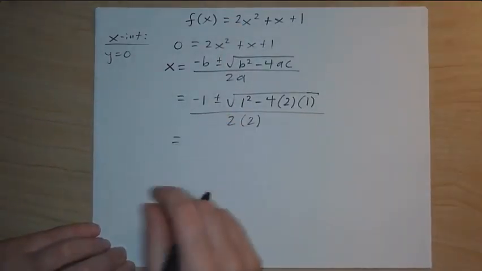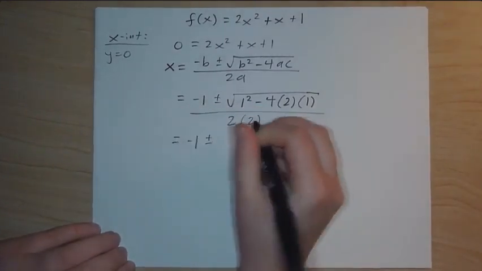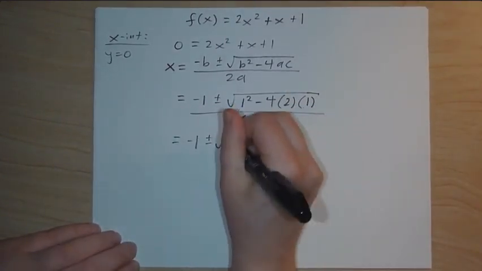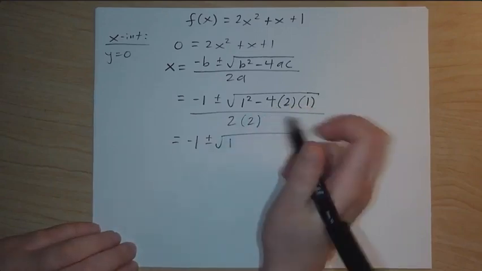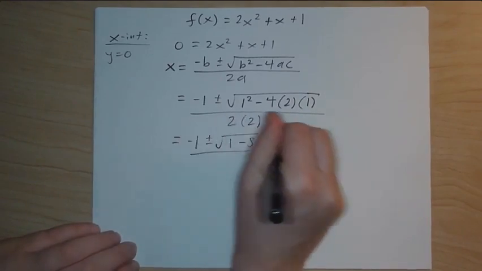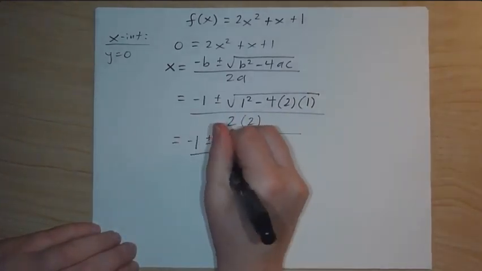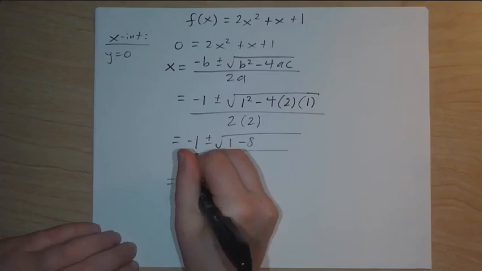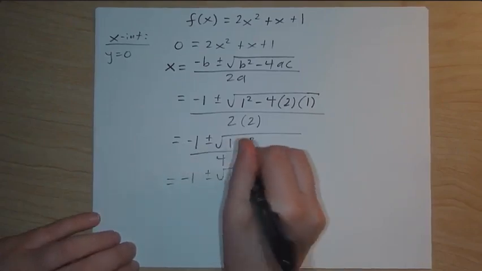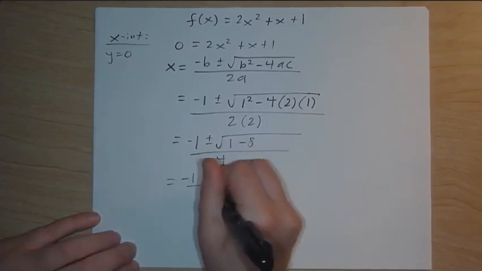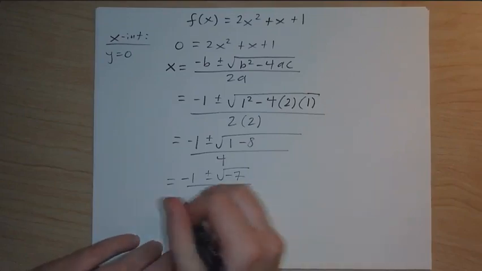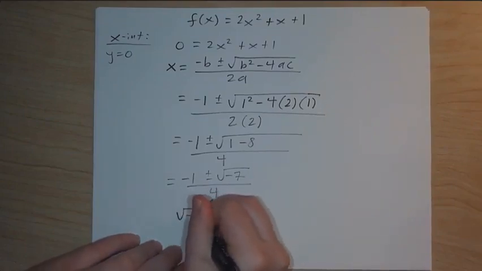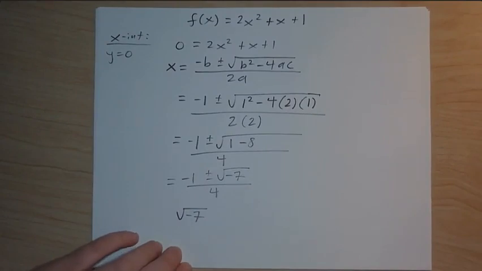So we have negative 1 plus minus 1 squared, which is just 1, minus 4 times 2 times 1, this is minus 8, divided by 2 times 2, which is 4. This is equal to negative 1 plus minus the square root of negative 7 divided by 4. And this is when we begin to notice that our x-intercepts are not going to be in real numbers, because the square root of negative 7 is imaginary.